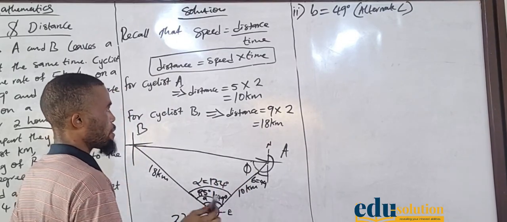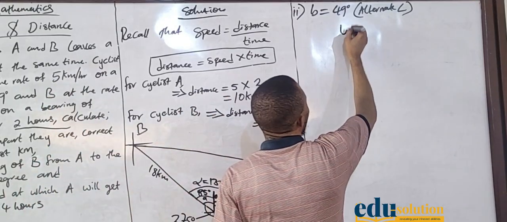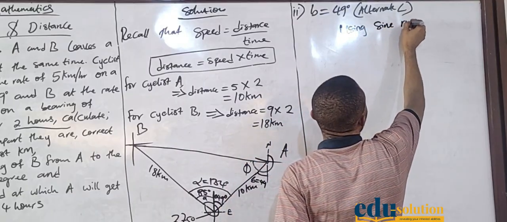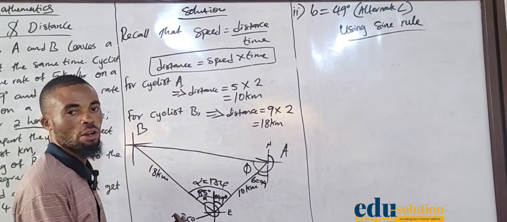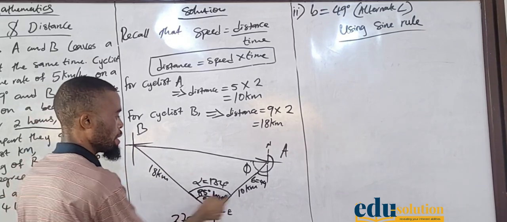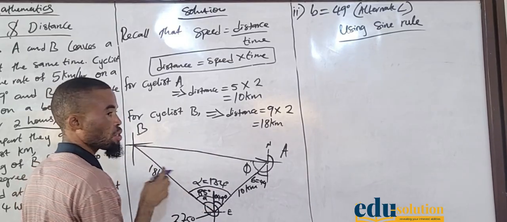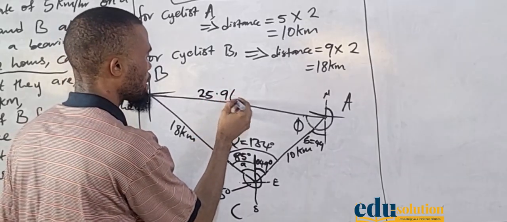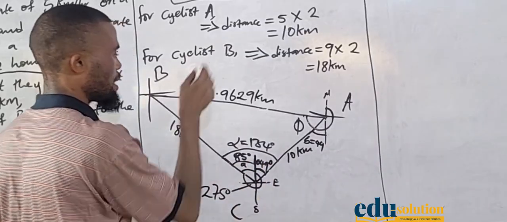We are going to use the sine rule this time. Like I told you, if you have any issue and you don't know when to use sine rule or cosine rule, just let me know in the comment section. So we are using sine rule. Sine rule says side over the sine of the opposite angle is equal to the other side over the sine of the opposite angle. You can see that here is 18 as the side, here is 10. We got the answer here, but we will not use 26 because that 26 is an approximated value. We use 25.9629 kilometers.